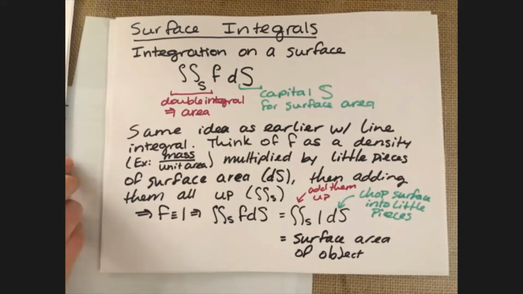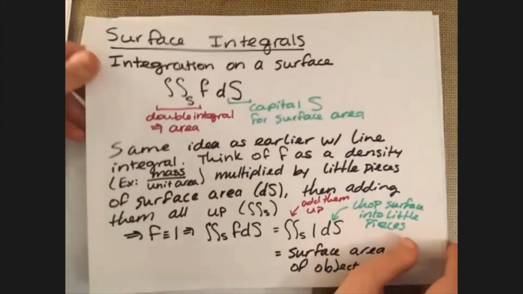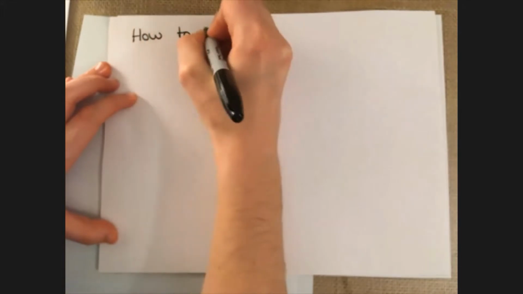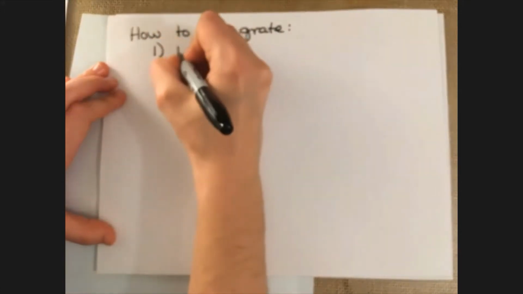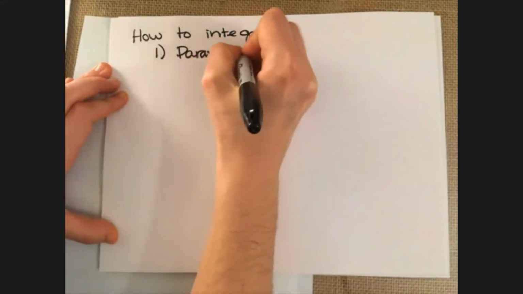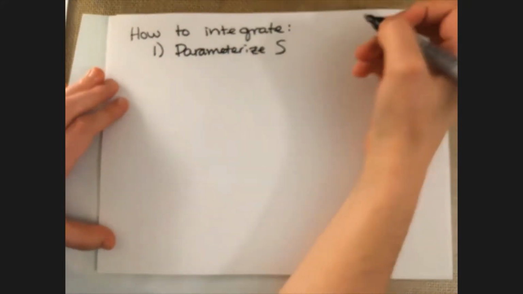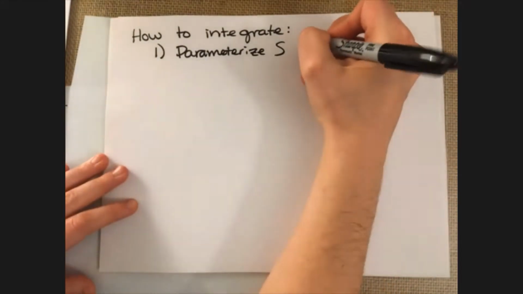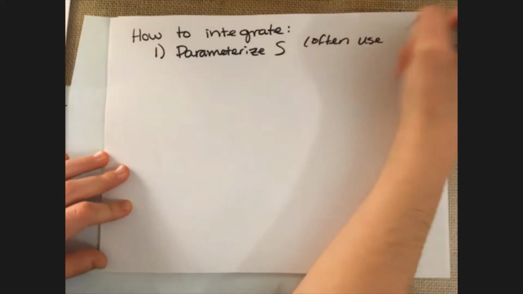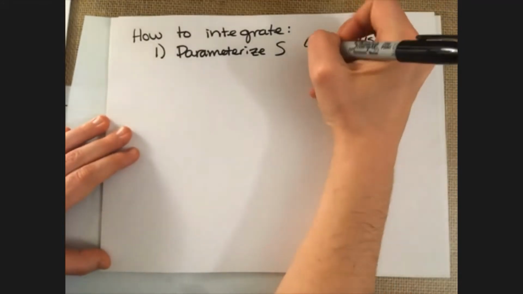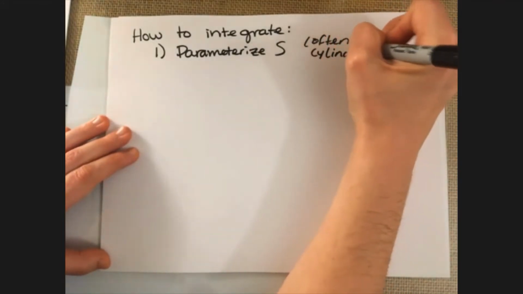Okay, so that's all about the intuition behind it, what it tells us and all of that stuff. But you guys really want to know how to compute it, right? So let's look at that. Okay, so how to integrate. Step 1 is going to be to parameterize S, and a lot of times this will wind up using cylindrical and spherical coordinates. So don't be afraid to reach back and use those as well. And we'll look at some other techniques for parameterizing surfaces as well, but this is just a couple that you want to keep in mind because they will pop up again.